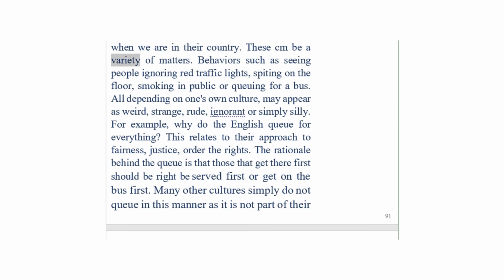These can be a variety of matters. Behaviors such as seeing people ignoring red traffic lights, spitting on the floor, smoking in public or queuing for a bus, all depending on one's own culture, may appear as weird, strange, rude, ignorant, or simply silly. For example, why do the English queue for everything? This relates to their approach to fairness, justice, order and rights. The rationale behind the queue is that those that get there first should be served first or get on the bus first.